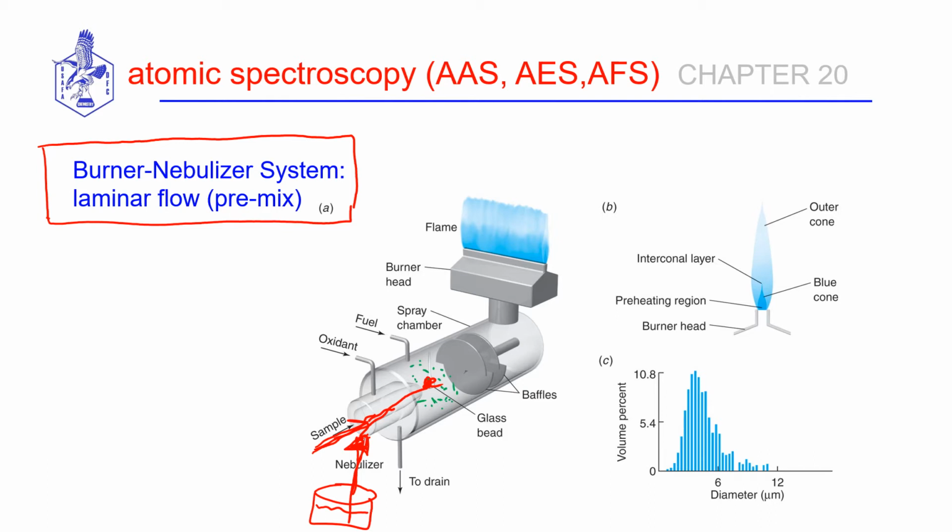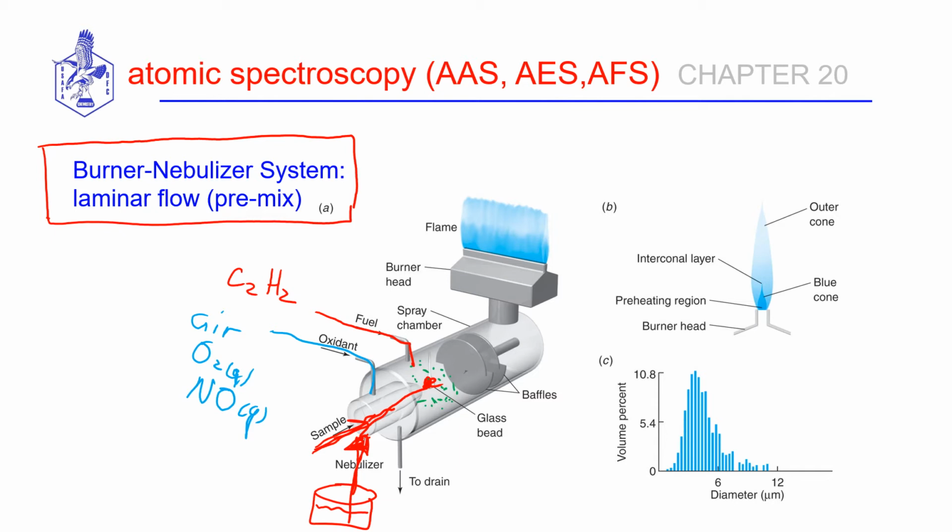Within the burner nebulizer system, we must combust a gas. So we have a fuel gas coming in here, usually a hydrocarbon of some kind. Acetylene is a common fuel gas used, and then we must have an oxidant gas. It can be simply air, or it can be oxygen, or it can be nitrous oxide. It can be a variety of oxidizing gases.